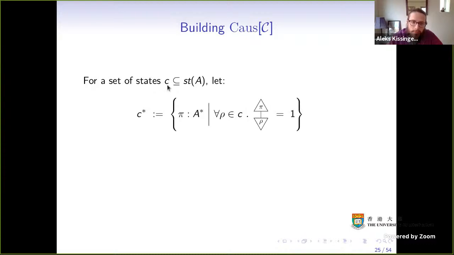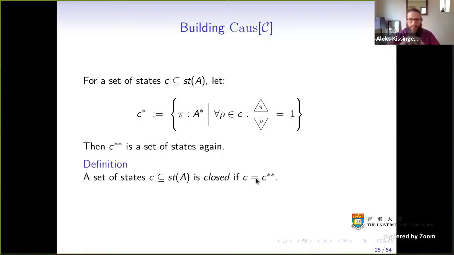First, I'll tell you what the dual of a set of states is. Okay, so here I have all of the states of a system. And for some subset of all those states, its dual is just the set of all effects which is normalized for all those states. Okay, so this is a way of just turning a set of states into a set of effects. If I take the dual of that, I get a set of states again. Okay, so this makes a kind of closure operation, and the set of states is closed if taking the double dual gets me back where I started. Okay, so that's just something about sets of states and duals.